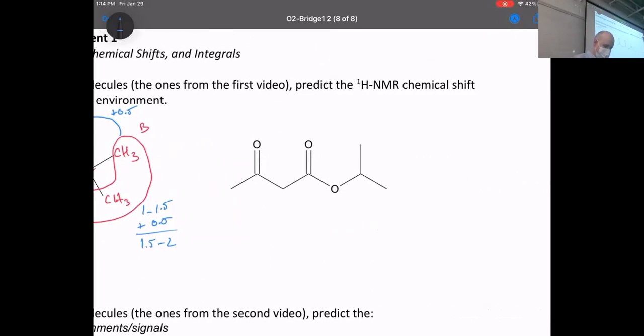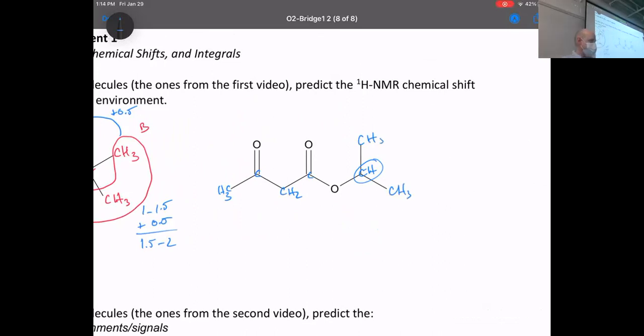All right. So in this guy, let's go ahead and draw all of our hydrogens. That's a CH3. That's a C. There's a CH2. That's just a C. This one got forgotten a lot in the bridge. That's a CH. There is a hydrogen there. And then these are both CH3s.